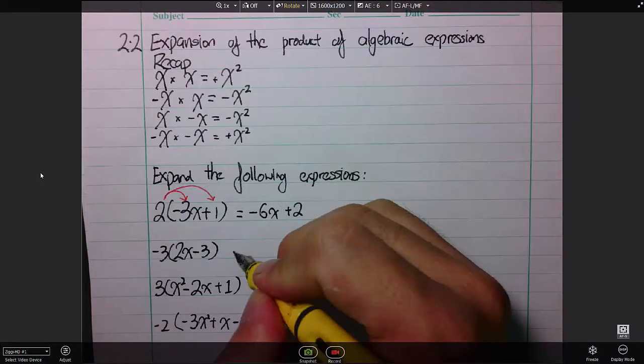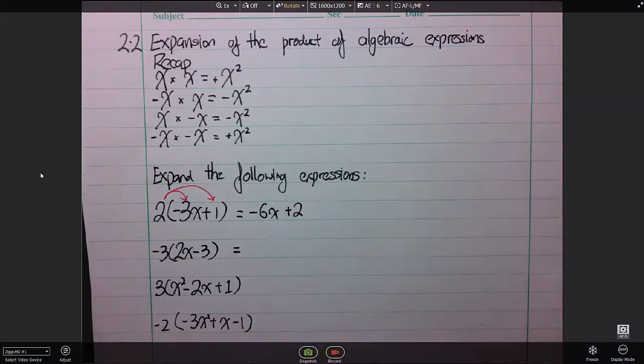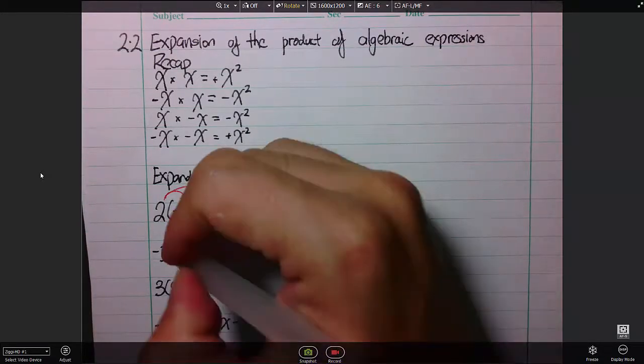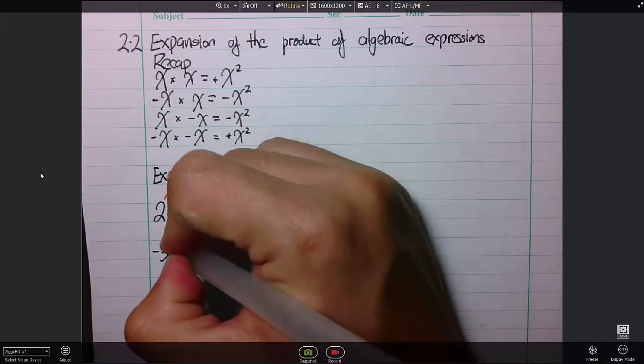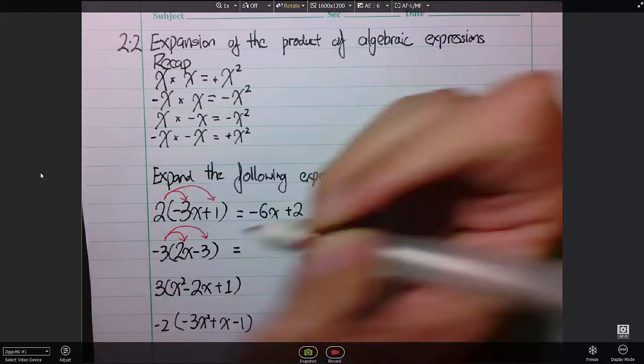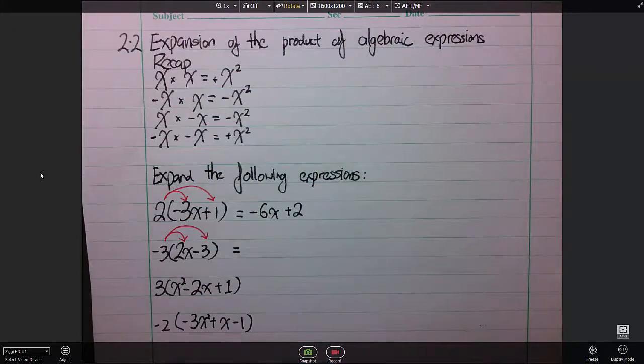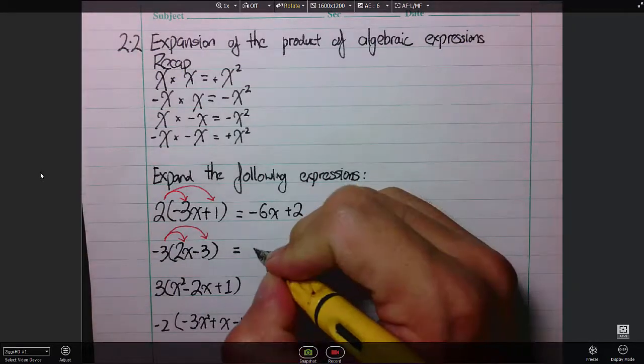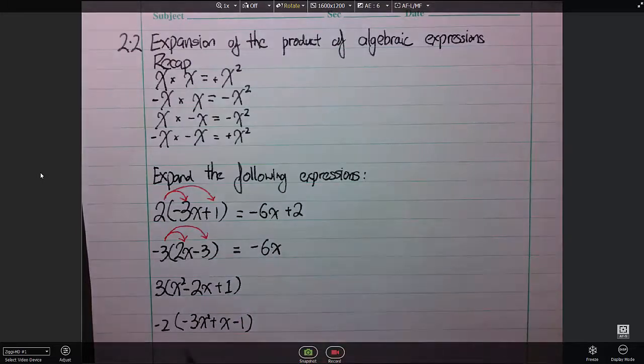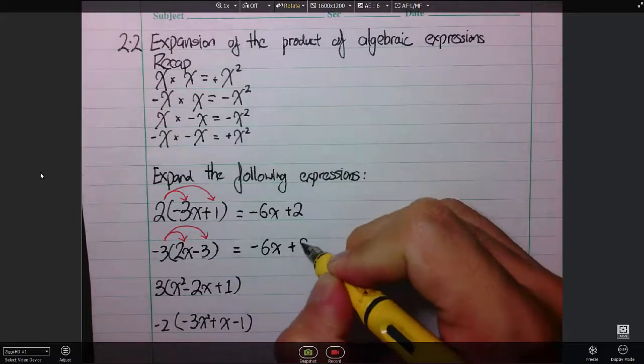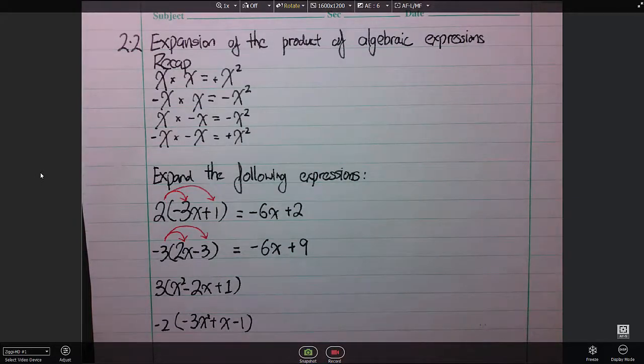Simple enough. Next question: negative 3 times (2x minus 3). Negative 3 times 2x, and also take negative 3 times negative 3. The most important thing here to pay attention to is the signs. For example, negative 3 times 2x, negative and positive, will give me negative 6x. Negative times a negative number, negative and negative, gives me positive 9. So the multiplication itself should be pretty simple for all of you. The difficulty comes from the signs itself.